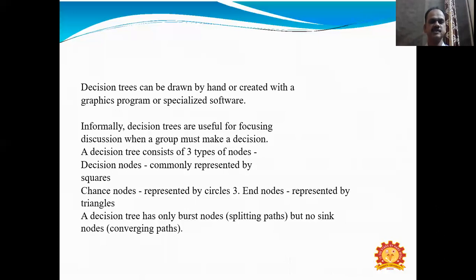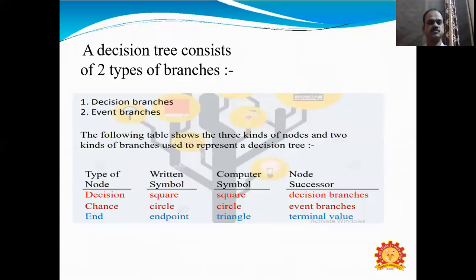A decision tree has only burst nodes, splitting paths, but no sync nodes, converging paths. A decision tree consists of two types of branches: decision branches and event branches. The following table shows the three kinds of nodes and two kinds of branches used to represent a decision tree.